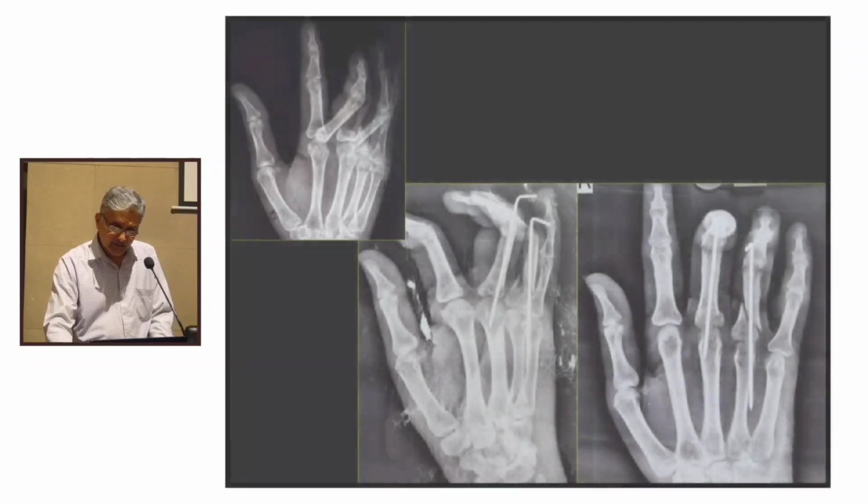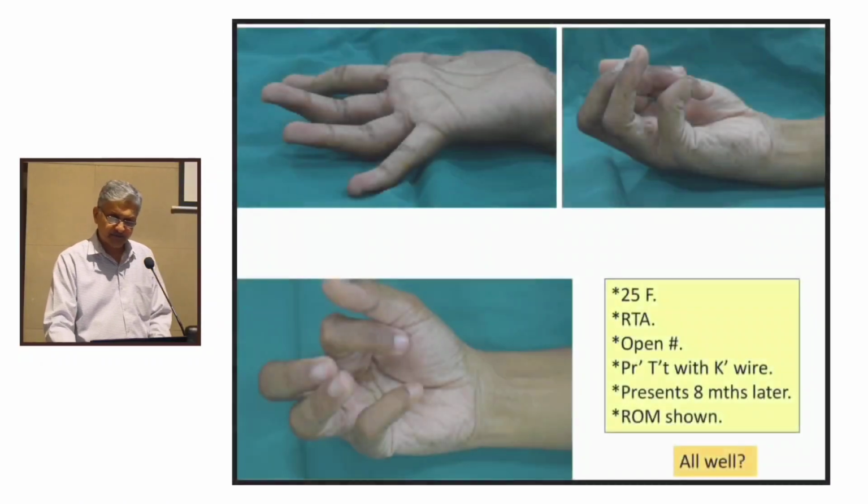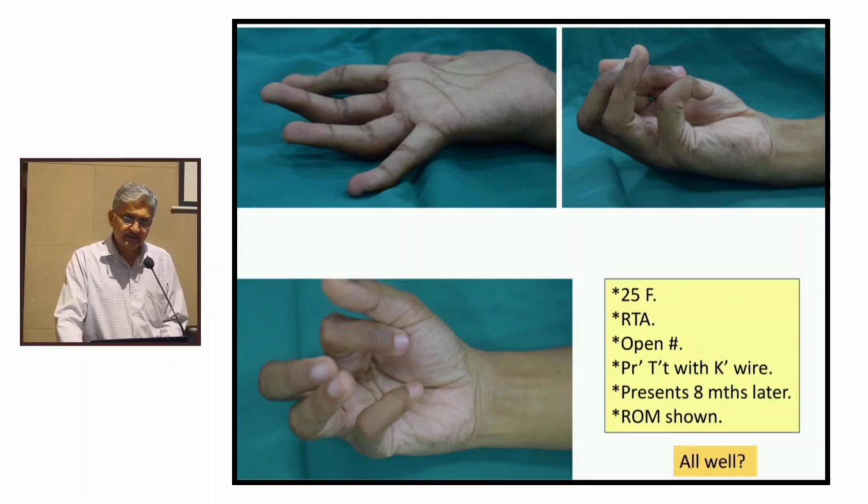Now a K wire has been passed from the PIP joint and it is spanning across to the metacarpophalangeal joint. So yes, good alignment apparently, but what it is doing, it is fixing the MP joint and the wire has been passed from the flexed PIP joint. What happens because of this? Mobilizing the PIP joint becomes extremely difficult.